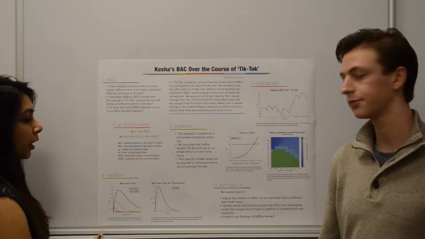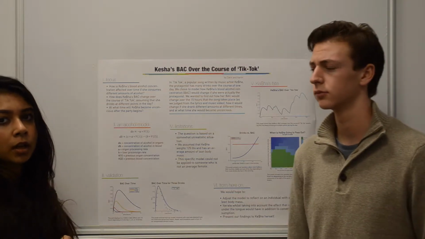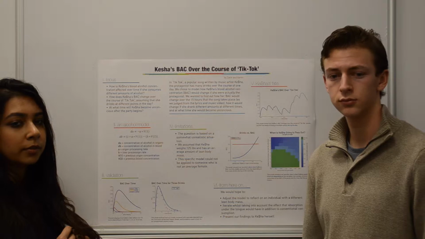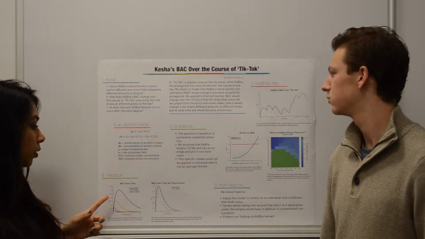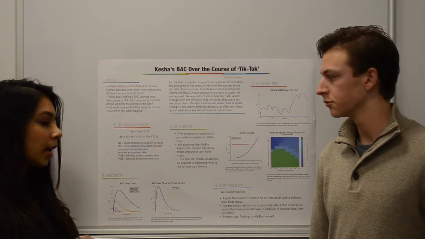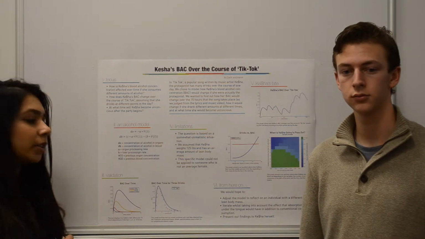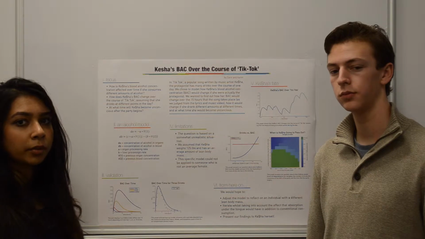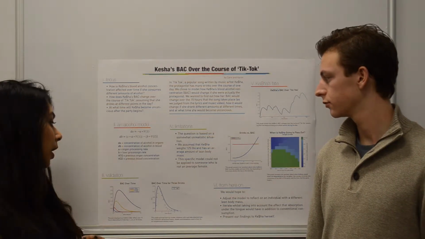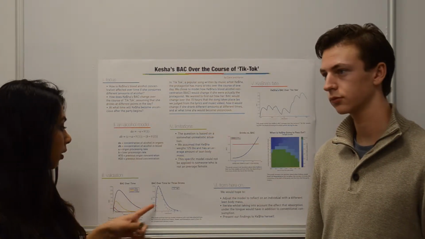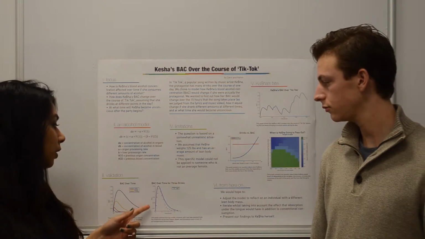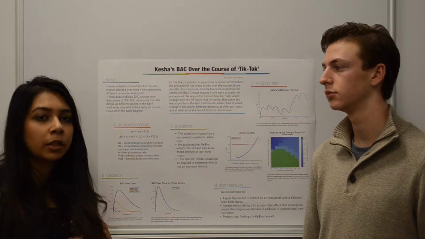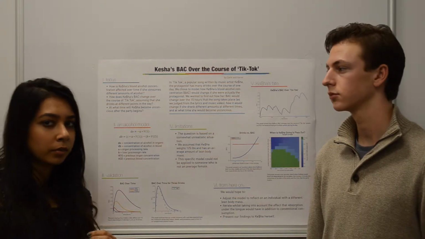So this graph over here shows our original model. It displays how Kesha's BAC changes over the course of 15 hours if she had 1, 2, 5, or 10 drinks. And the second graph over here portrays how our model compares with real data that we used from the 3-compartment alcohol paper. And as you can see, our model is represented by the blue line, and the real data are the red dots. And as you can see, our model closely relates to how the real data looks.